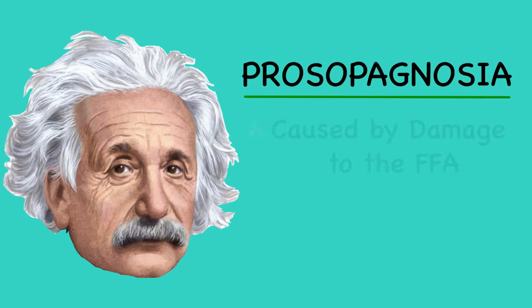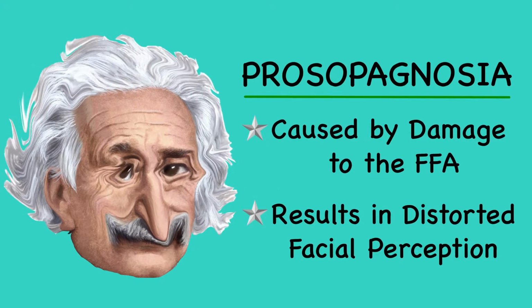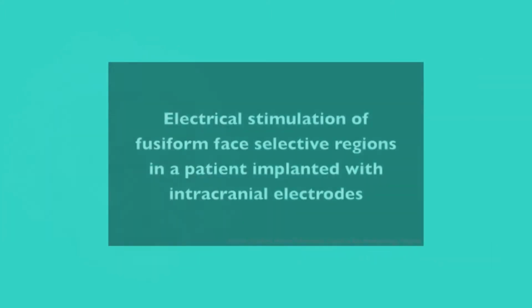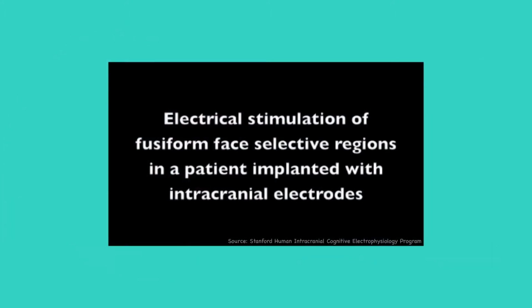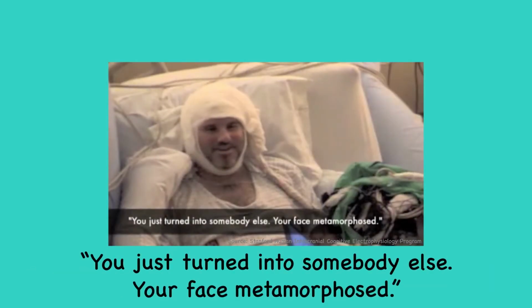Unfortunately, not everyone is able to recognize this face of Dr. Einstein. Individuals with damage to their FFA suffer from a disorder called prosopagnosia, which causes distorted perceptions of faces. In fact, research at Stanford University has proven that if the fusiform face area is stimulated with irregular electrical pulses from external electrodes, then a normal person will also perceive a, quote, metamorphosed facial appearance.